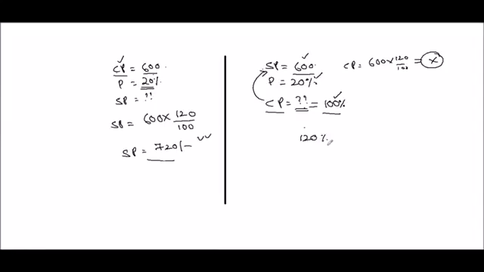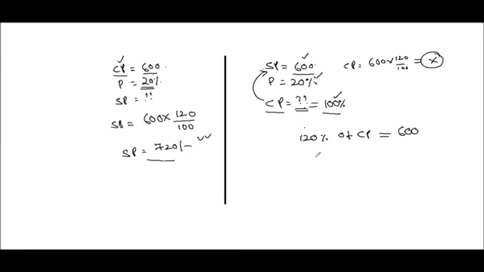120% of the cost price is equal to 600. Listen to this one carefully, particularly the beginners. 120% of the cost price is equal to 600. Why is this 120% of the cost price? 100% is the original plus 20%. So 120% of the cost price is 600.